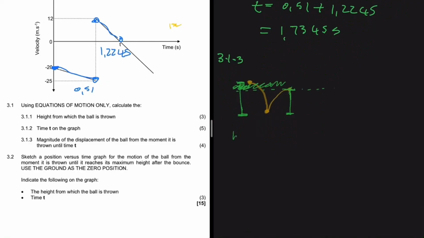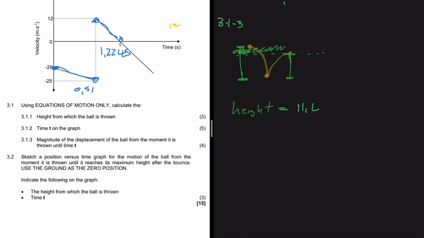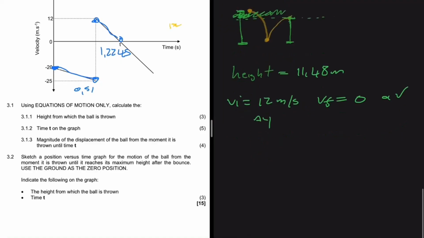So what are we saying? We know fully well that the height is at 11.48 meters above the ground, right? Now let's find the maximum height it reaches after the bounce. We know fully well that the VI that it leaves the ground with is 12 meters per second, and then the VF, because it's at maximum height, is 0, right? And then we know the acceleration, but now we're looking for delta y and not delta t.